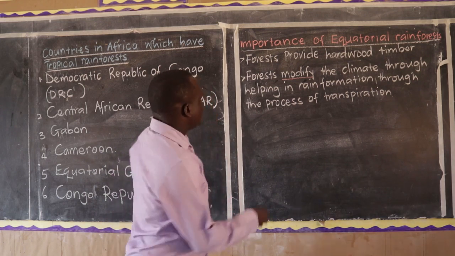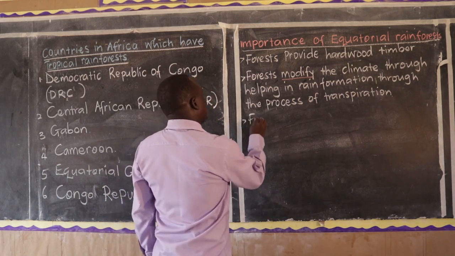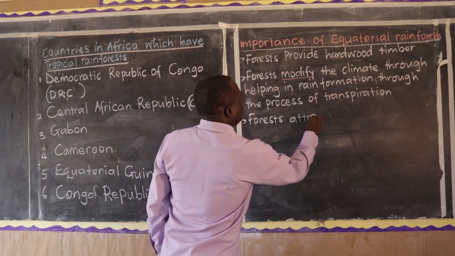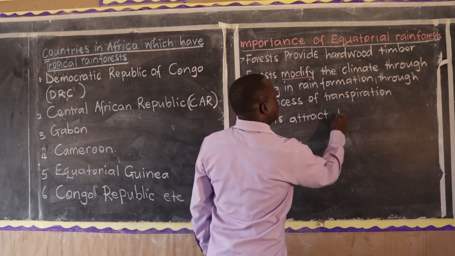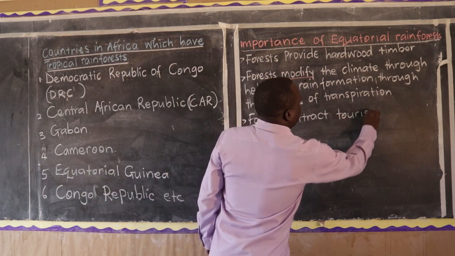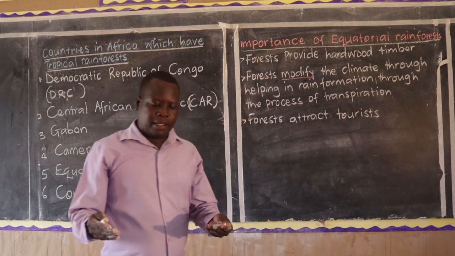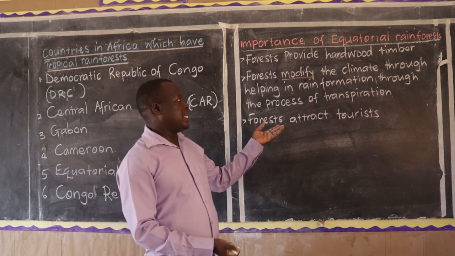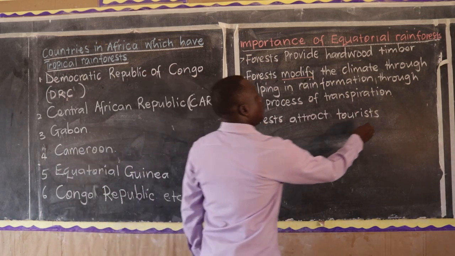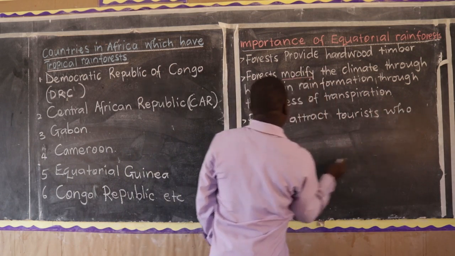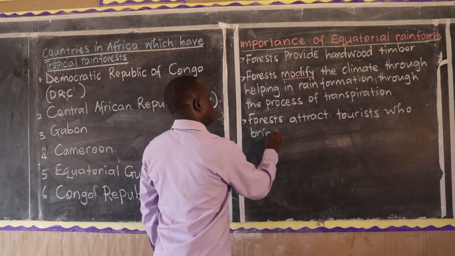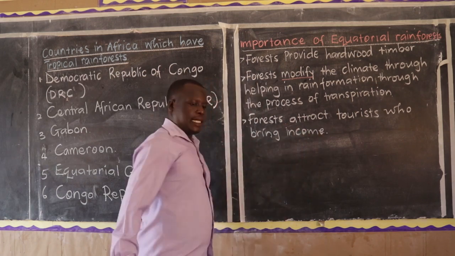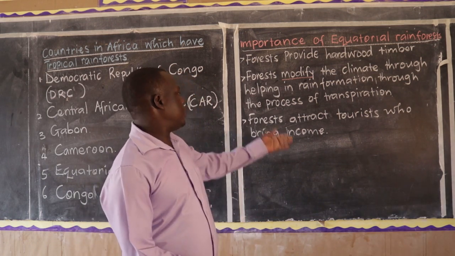We also say that these forests attract tourists. As we said the other time, tourism is one of the activities, tourists visit these forests, they bring income. So forests attract tourists who bring income and earn the government income through the tourists.